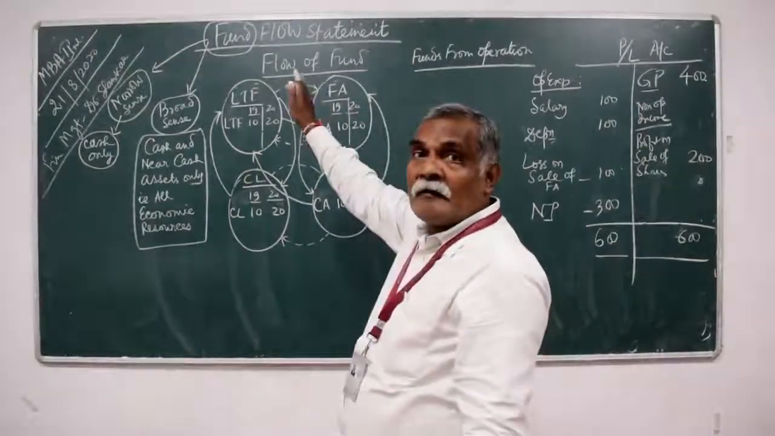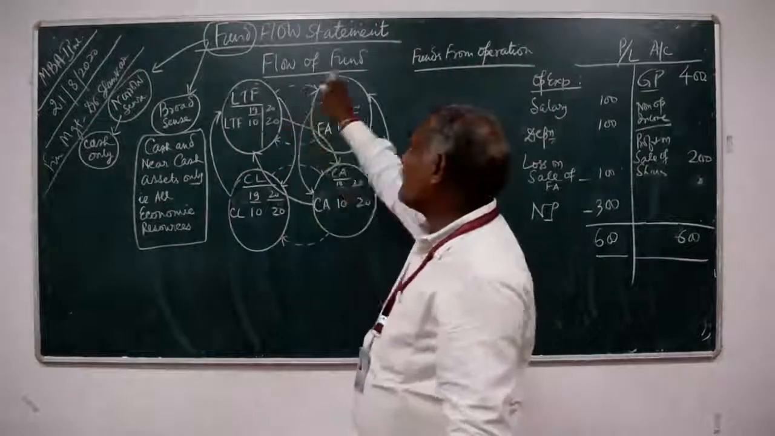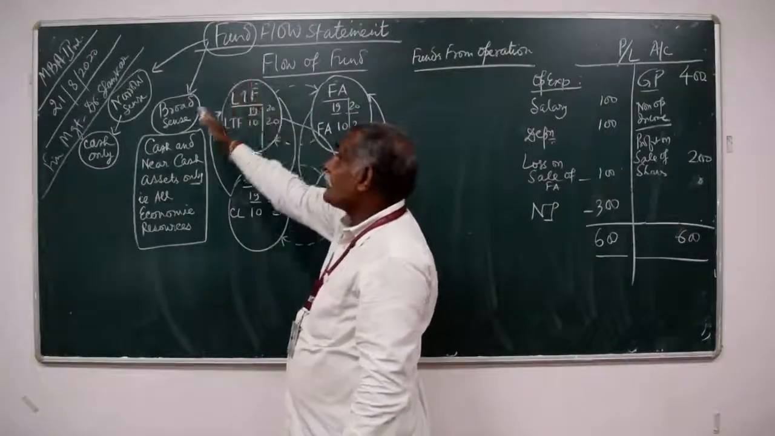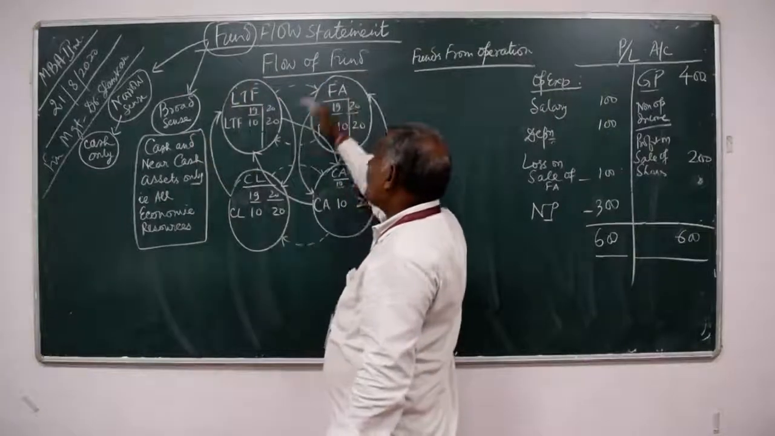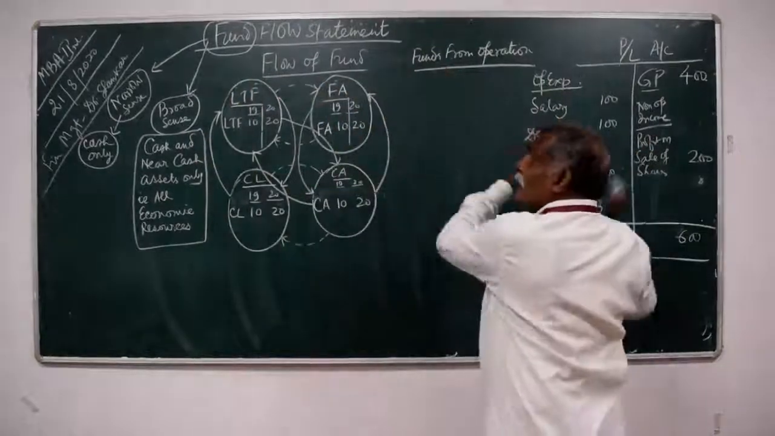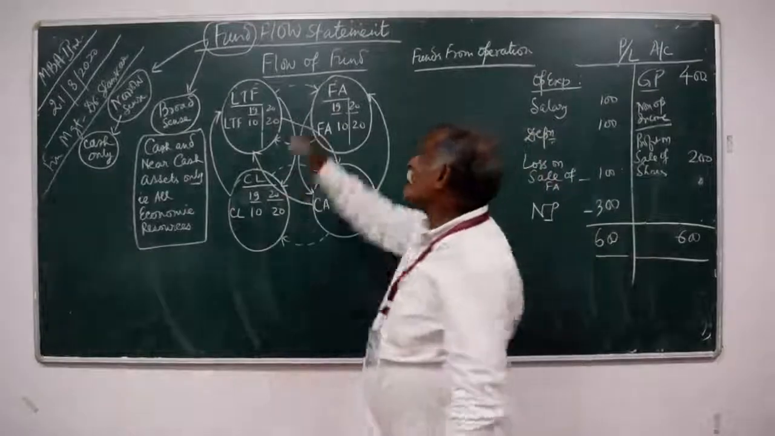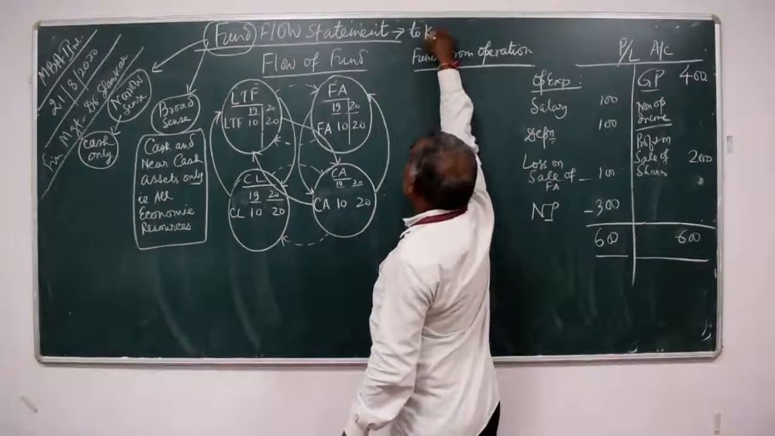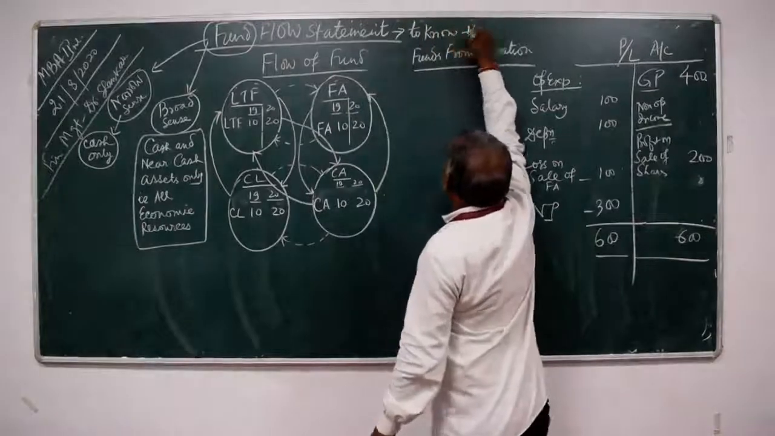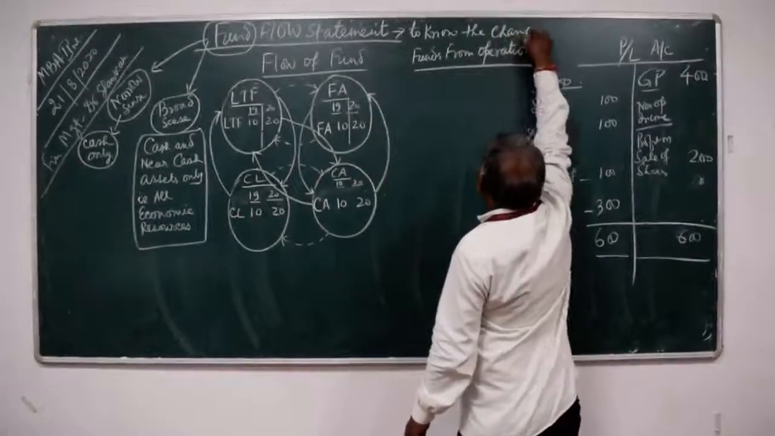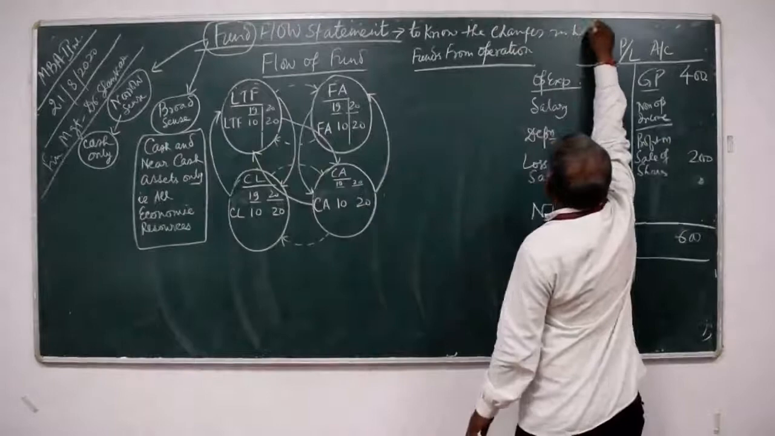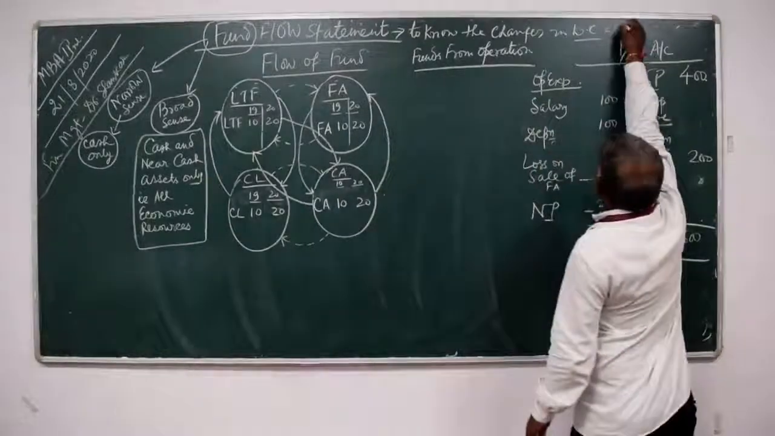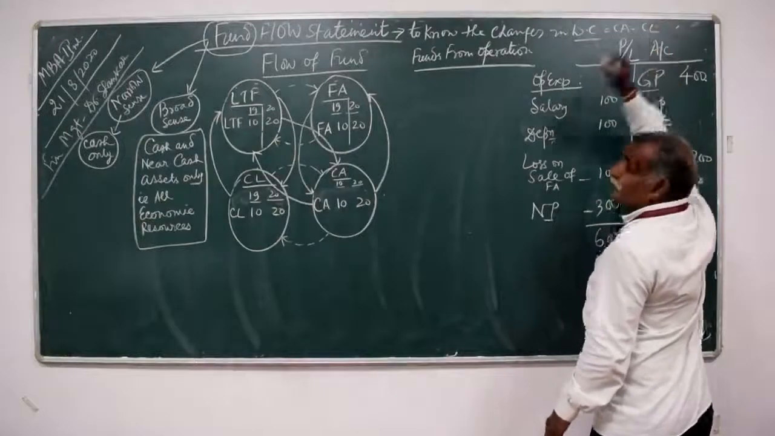That is fund. In fund flow statement we have to discuss three parts: what is fund, how the fund flows, and thereafter the fund flow statement. And why do we prepare this fund flow statement? We prepare it to know the changes in working capital. Working capital means what? Working capital means current assets minus current liabilities.